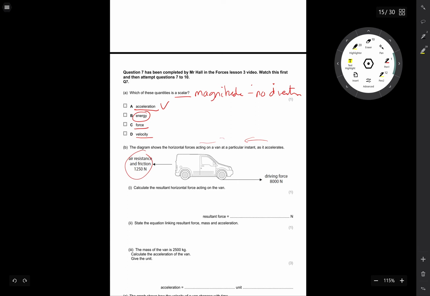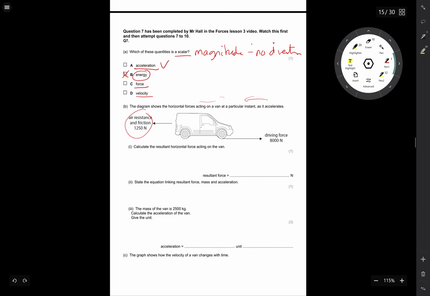Energy is the only one where there isn't a direction. You can't have plus 10 joules or minus 10 joules or something like that. The amount of energy you've got is the amount of energy you've got available. There's only the size of it. I've got more energy or less energy.